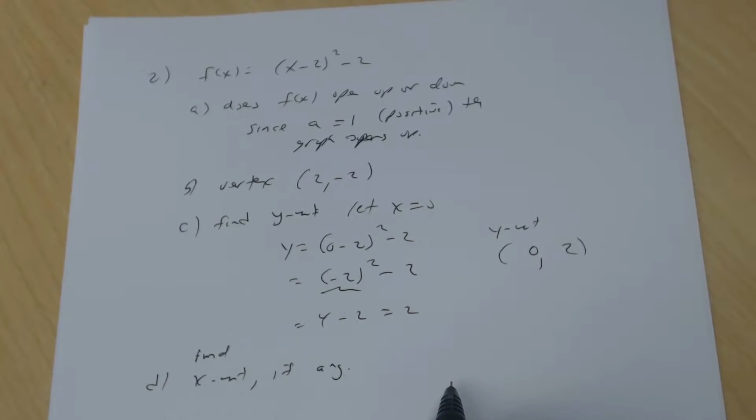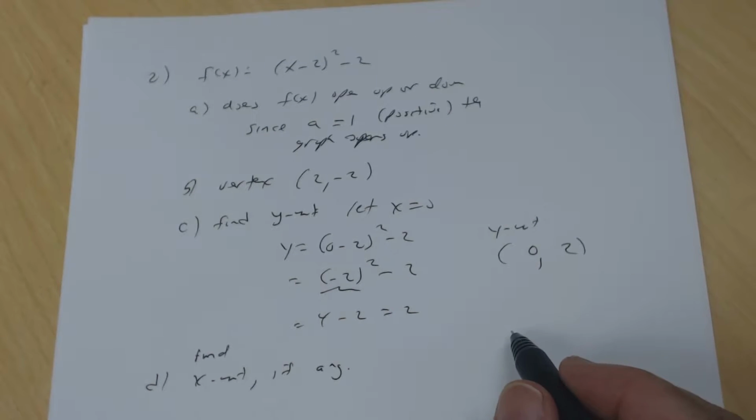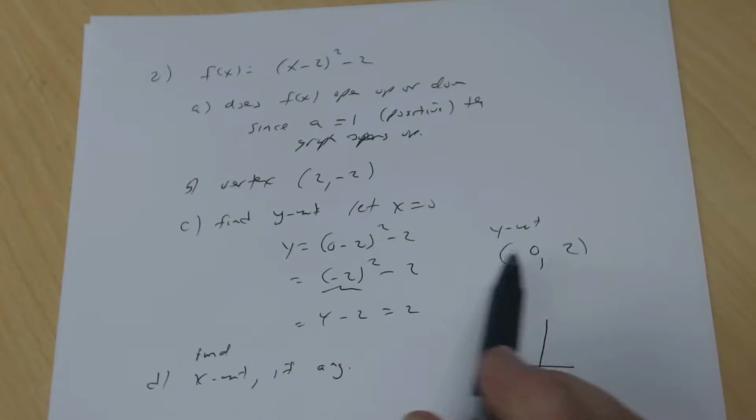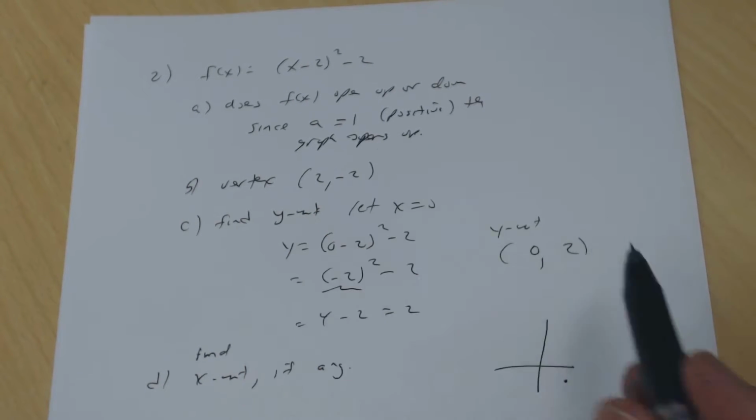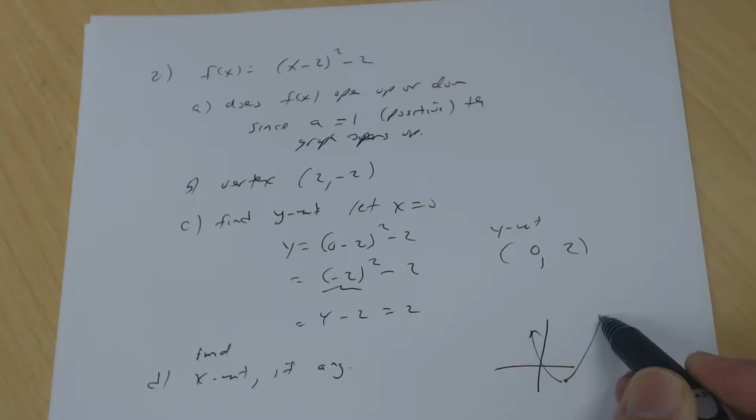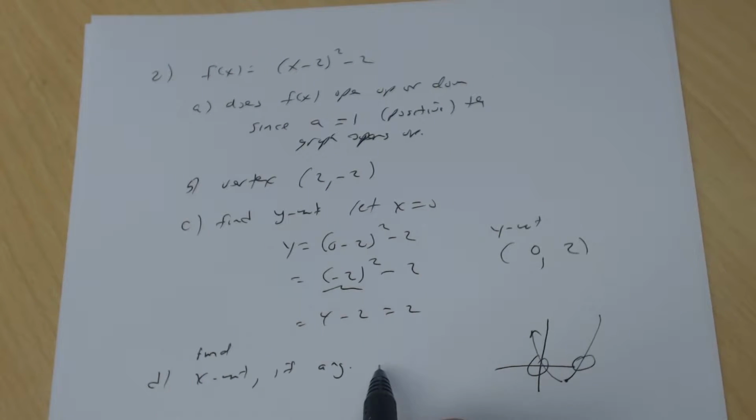First of all, let's determine if there are any. Okay, so my vertex is 2, -2. It's in the fourth quadrant. My parabola opens up. So notice I am going to get x-intercepts. All right. So find the x-intercepts.